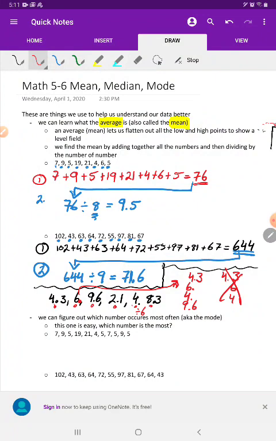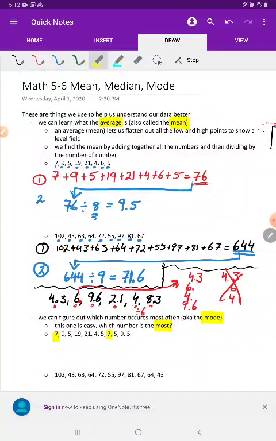Next, we're going to talk about modes. All right? Right there, modes. Okay, now a mode is the easiest one of these all to do. I really don't think any of you are going to have any trouble with these. A mode is simply which number is the most. Which number happens the most? That's really simple.